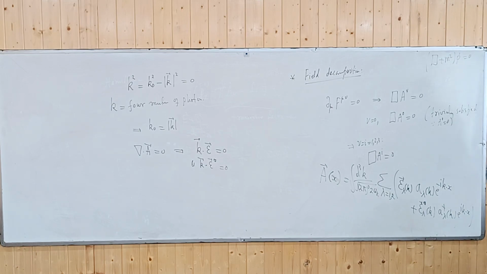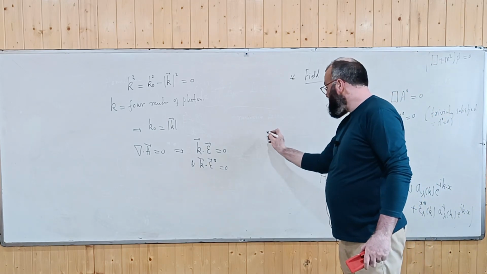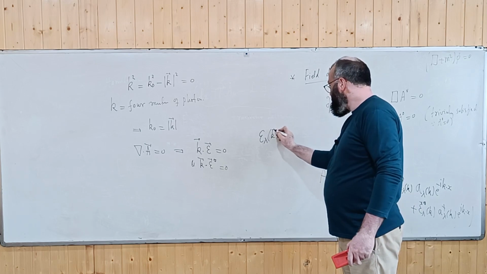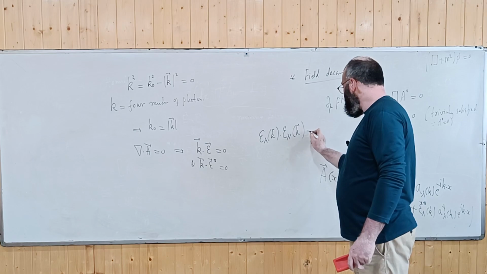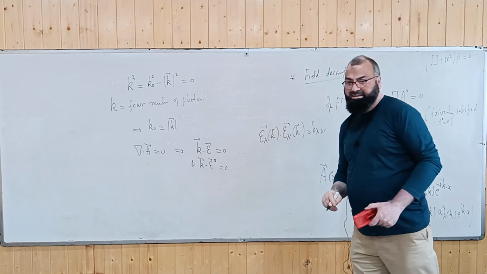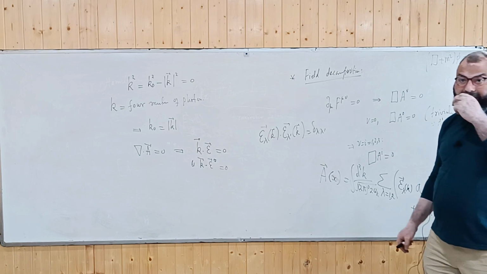And one more point. Since this is transversal, polarizations are also orthonormal. So let me write epsilon lambda k dot epsilon lambda prime k, that's equal to delta lambda lambda prime. So this is an important condition. So this is all about the quantization in the radiation gauge.